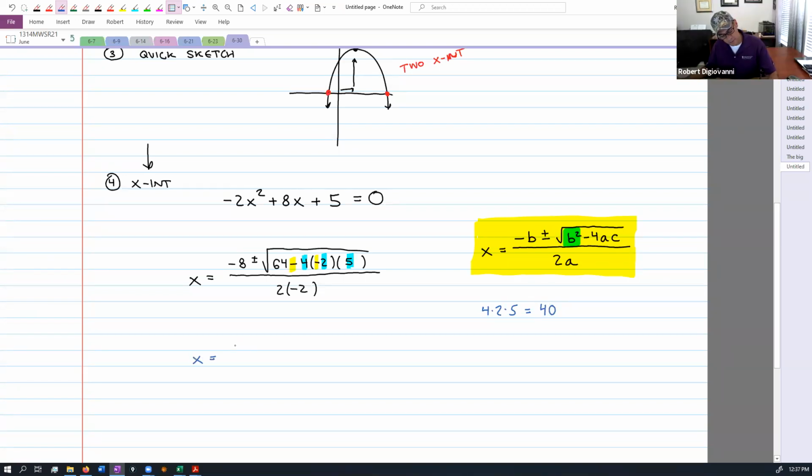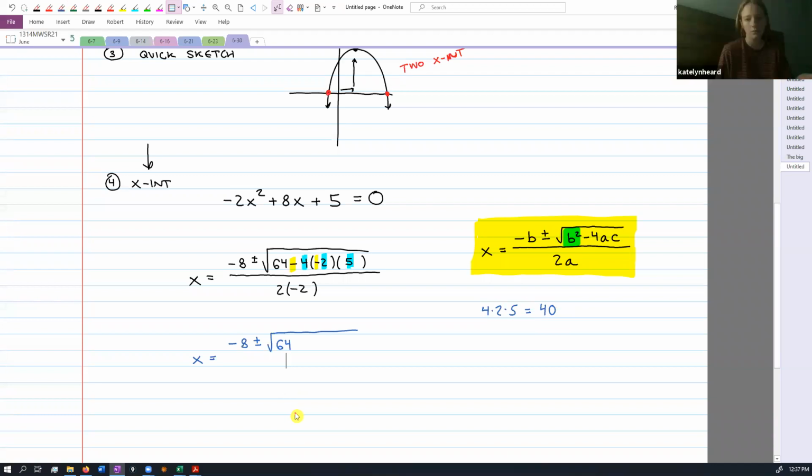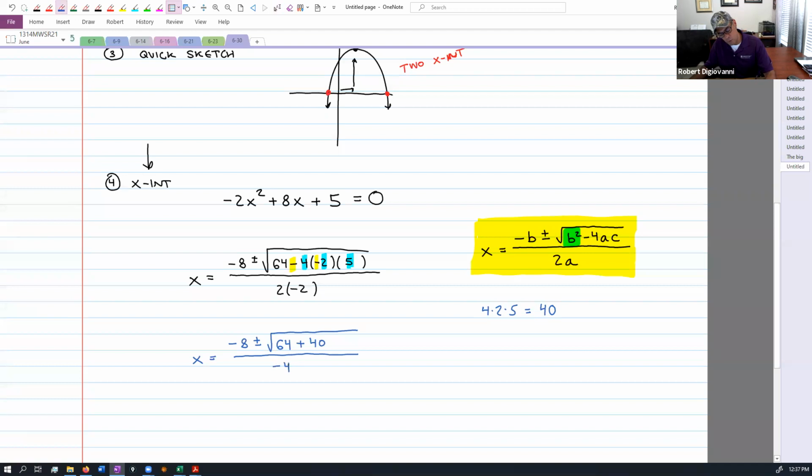X equals -8 plus or minus square root 64. Okay, and now, Caitlin, what comes after the 64? Plus 40. And the plus is because we said if we see 2 negatives, we're going to add. So we're going to add the 40, that number. Then all of that divided by 2 times -2, which is -4.